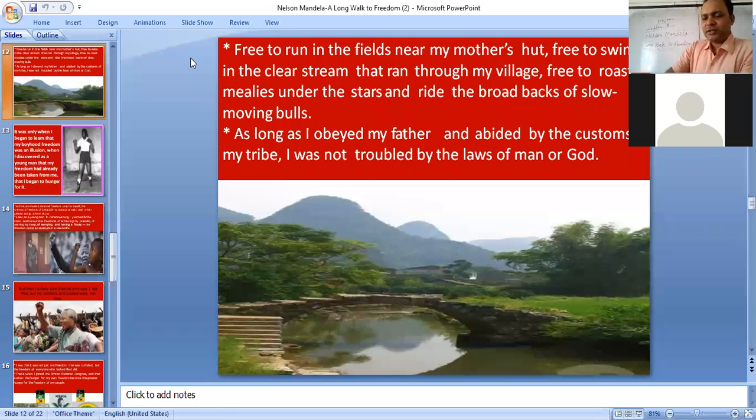He explained everything, all the things, from his childhood to young age, from his childhood till he became the president of South Africa. He explained everything through the slides, in the chapter. He explained a lot of things in his speech, his first speech as president of South Africa.